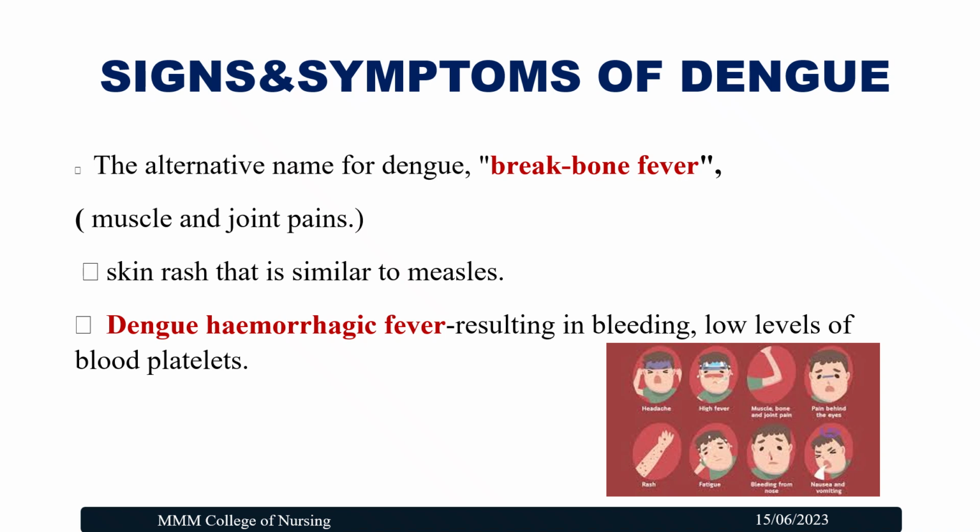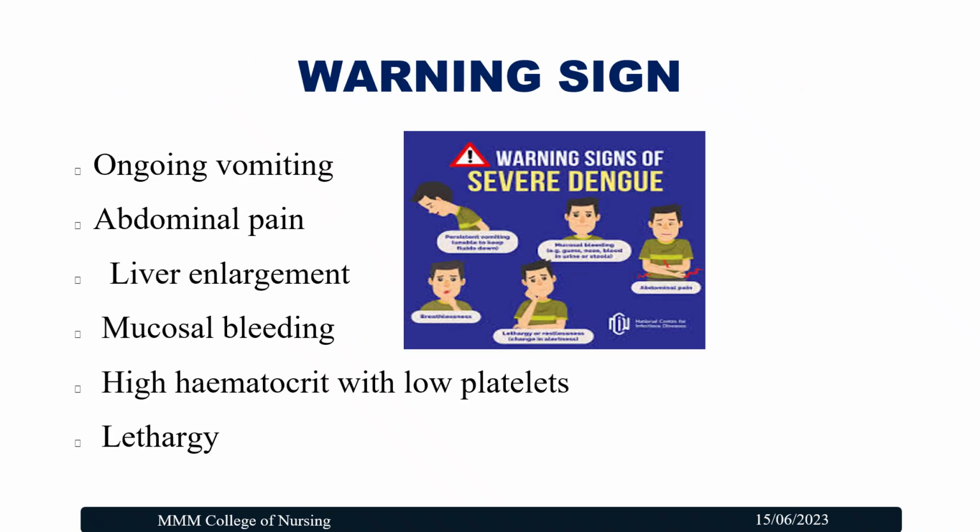Dengue hemorrhagic fever results in bleeding and low levels of blood platelets. It's a very dangerous one, so we have to replace the platelets with platelet therapy. The warning signs of dengue are ongoing vomiting, abdominal pain, liver enlargement, mucosal bleeding, high hematocrit with low platelets, and lethargy.